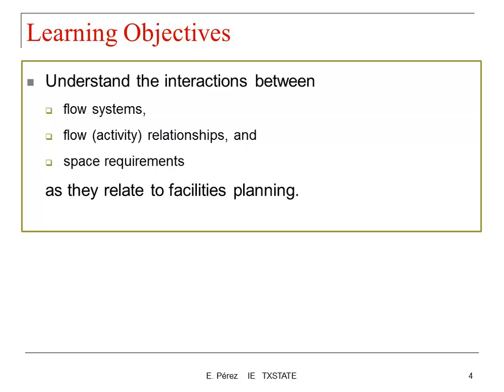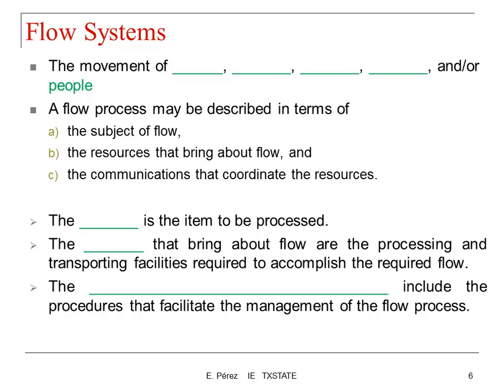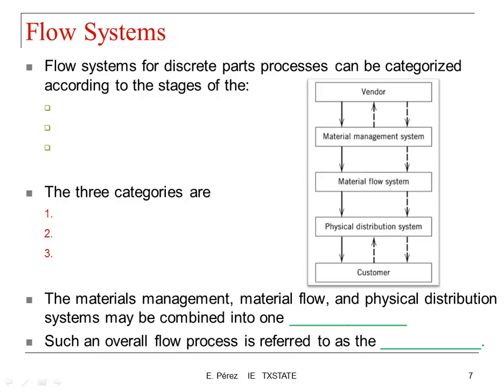The learning objectives: understand the interactions between flow systems, flow activity relationships, and space requirements as they relate to facilities planning. We're going to start by discussing flow systems. This is the movement of goods. Let's go back.